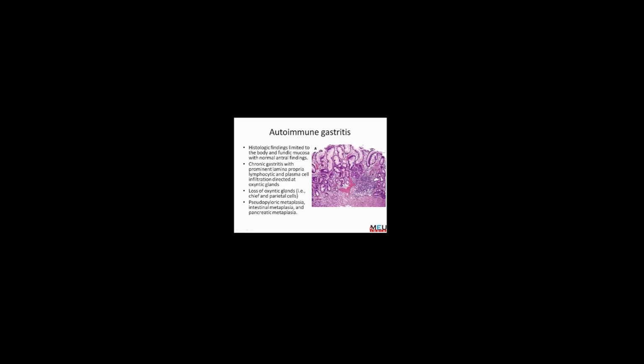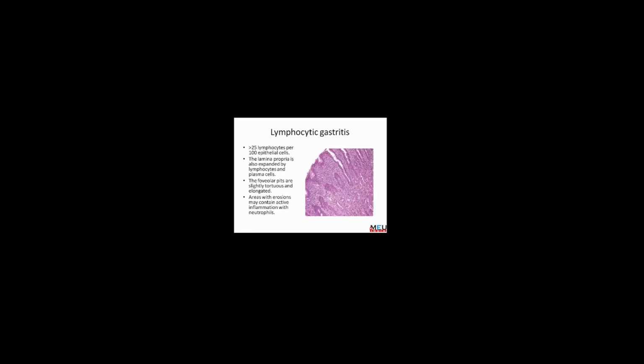If we look at a higher power of this, we will see the loss of the chief and parietal cells, and there is pseudopyloric metaplasia, intestinal metaplasia, and pancreatic metaplasia. Lymphocytic gastritis is another entity, with more than 25 lymphocytes per 100 epithelial cells. The lamina propria is also expanded by lymphocytes and plasma cells, and there are foveolar pits which are slightly tortuous or elongated, and areas with erosions may contain active inflammation with neutrophils.